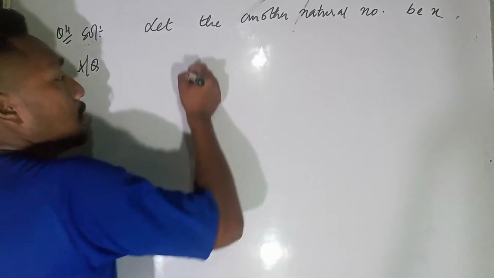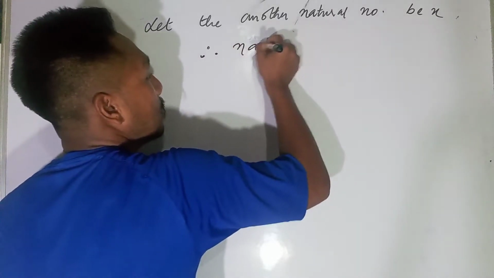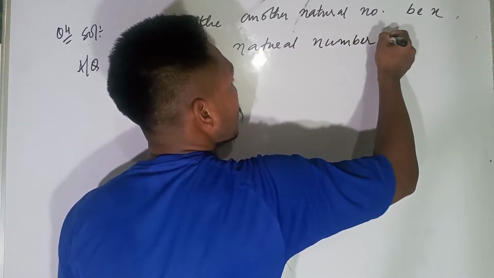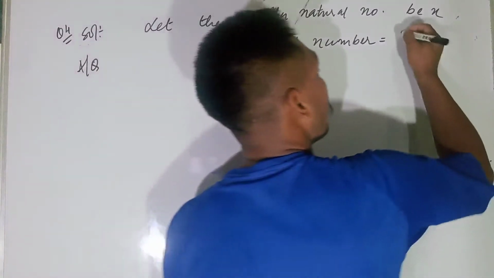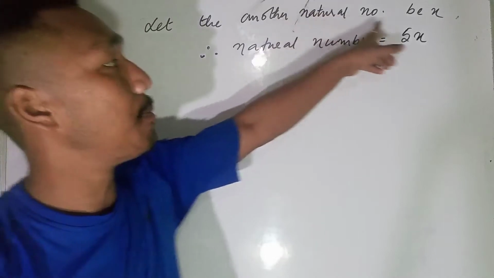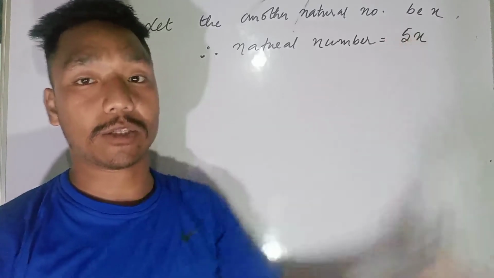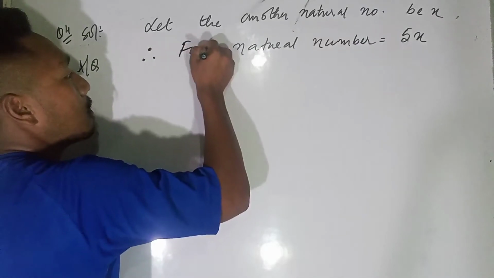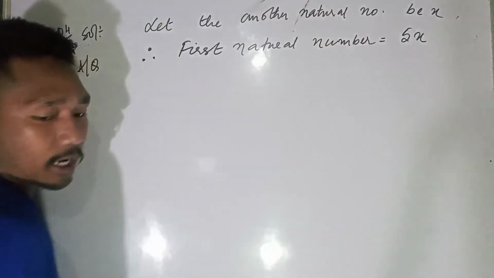So what is your first number? The first number is 5 times the other number, that means 5 times x, which is 5x. Our other number is x. So the first number is 5x and the other number is x. If I sum this 5x and x, then you get how much? 84.